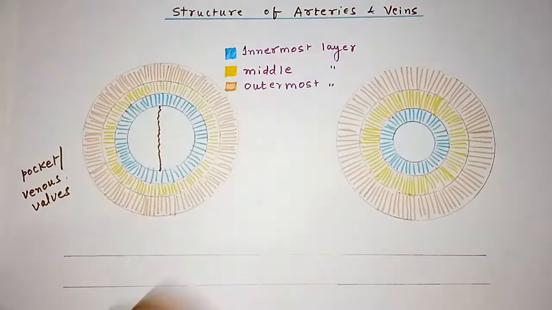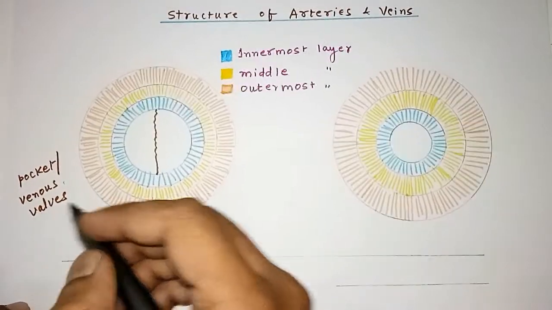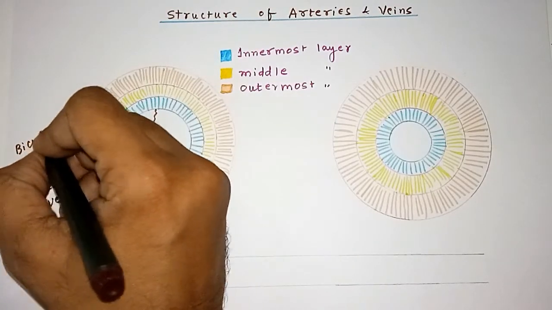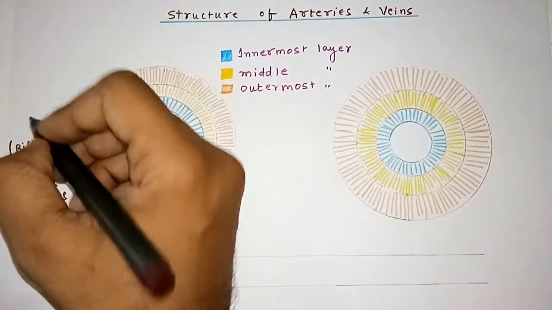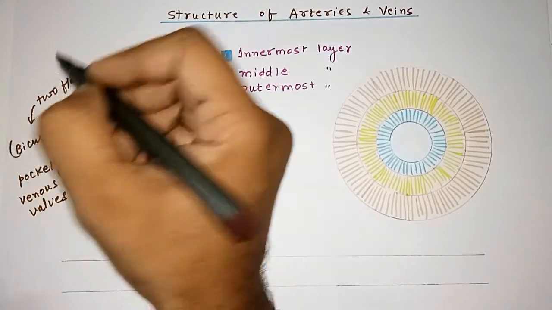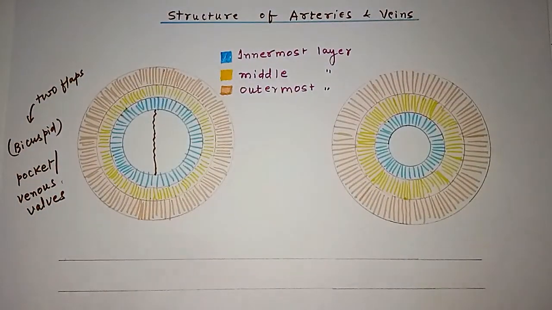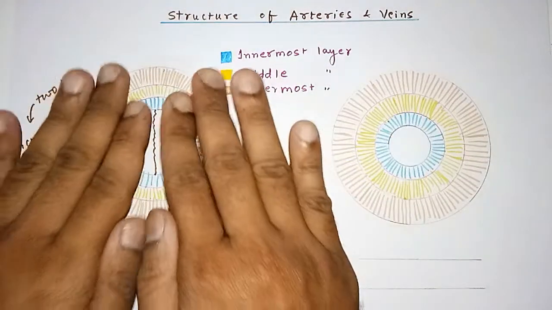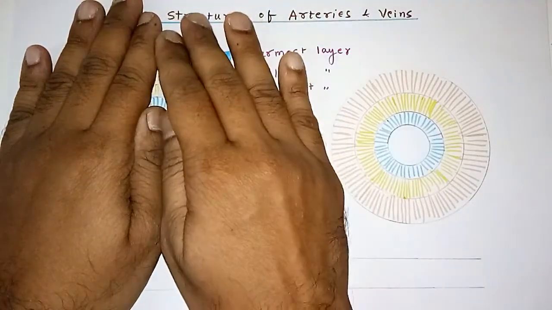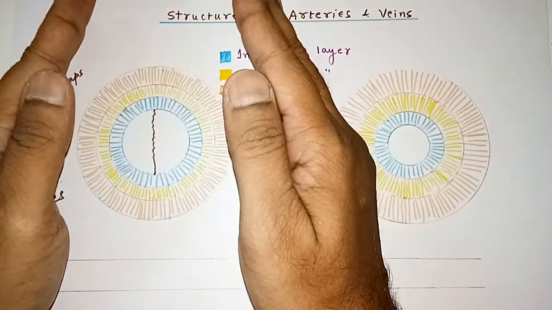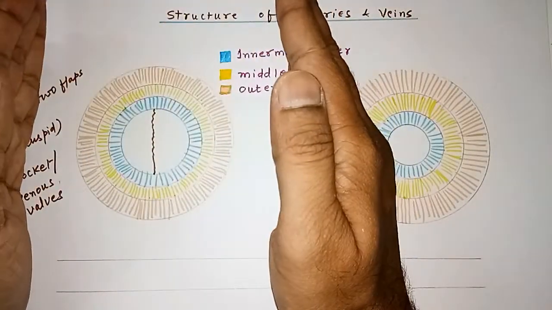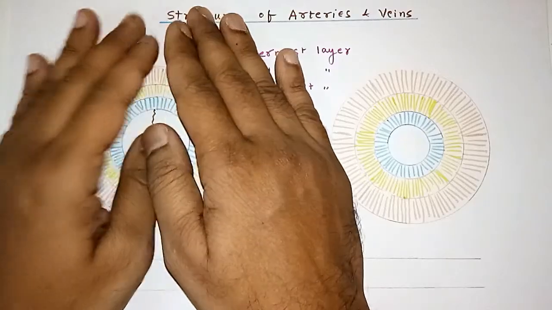Now they are bicuspid in nature, that means they are made up of 2 flaps. So let's understand the meaning of valves over here. You can consider both my hands like this, and when the blood comes from the bottom, the valves open like this. So this is called a 2 flap structure or bicuspid structure. They open in the upward direction.